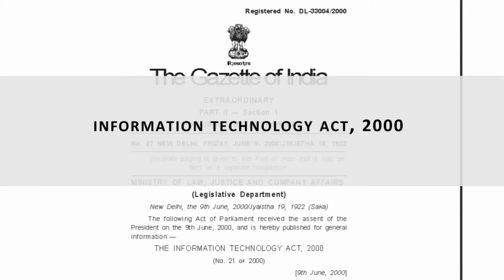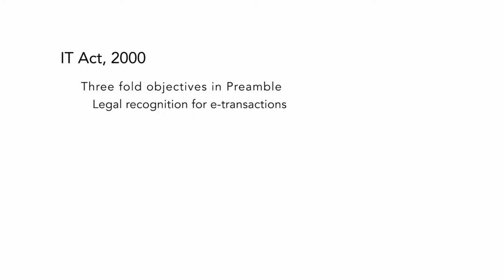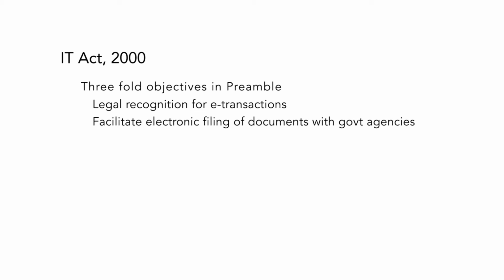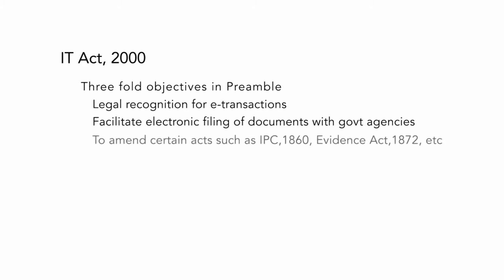Now, when we talk about the IT Act in particular, initially they had only a threefold objective. One was the legal recognition for e-transactions. Two, facilitate electronic filing of documents with government agencies. And three, to amend certain acts such as the IPC, the Evidence Act and other acts. Now, what is there today?